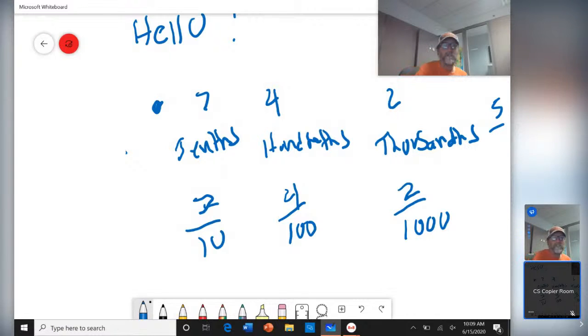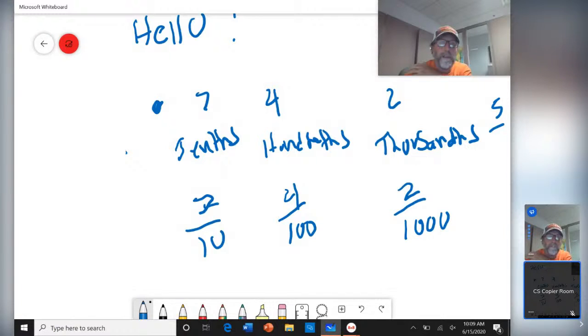Okay, so when you see this fraction 7 over 10, that's 7 tenths. 4 over 100 would be 4 hundredths. 2 over 1,000 is 2 thousandths. Okay, so the reason we're doing this is because decimals kind of piggyback with fractions.